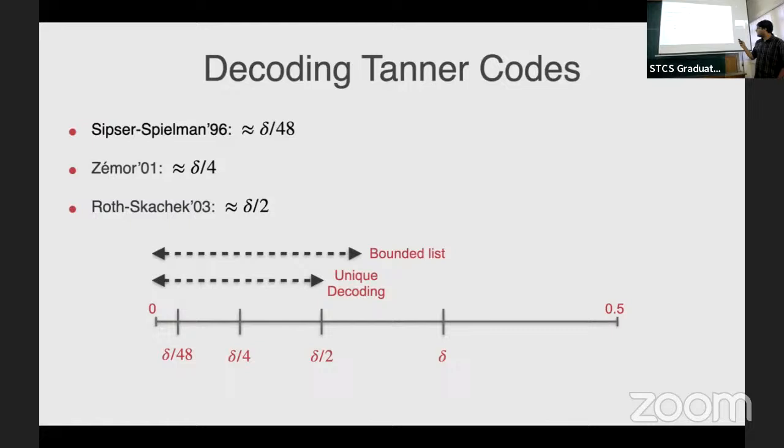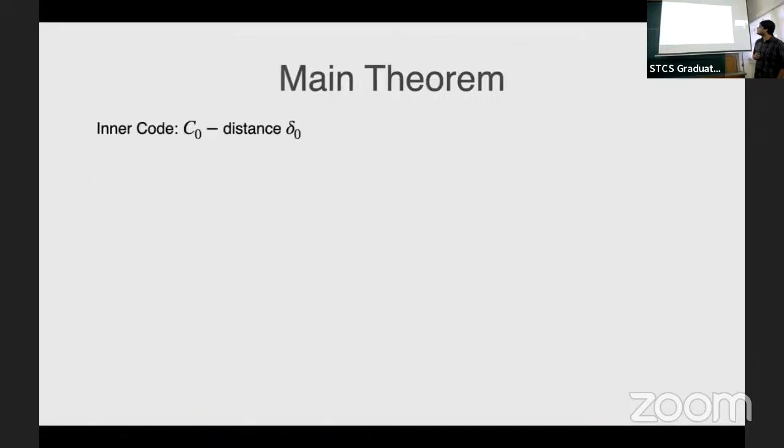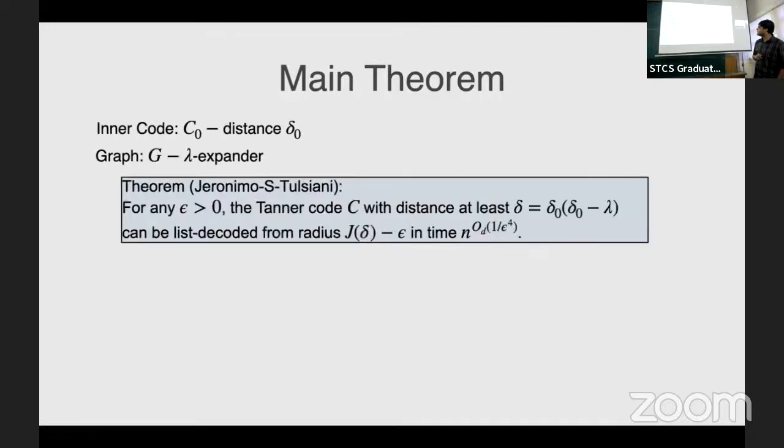Okay. And as we discussed before, we do know that up to the Johnson bound J of delta, there is bounded list size, so at least we can hope for polynomial time algorithms. And our main result is to give a list decoding algorithm up to this Johnson radius. So if the inner code had distance delta 0 and the graph is a lambda expander, then we can decode up to radius J of delta minus epsilon in time that has 1 over epsilon to the 4 in the exponent, still polynomial.